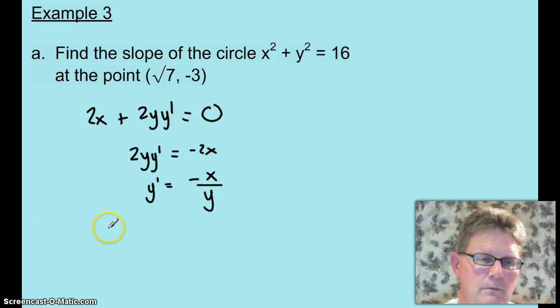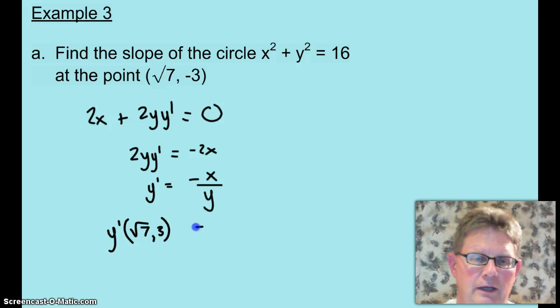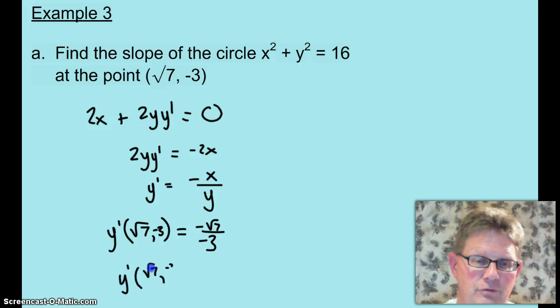So, what is the slope? Y prime of, this time we're going to use a point, is going to be negative root 7 over 3. That will be the slope that goes through. Wow. Root 7 over negative 3, that's a negative. Sorry about that. So that ends up making it y prime of root 7, negative 3 root 7 over 3. We're just going to continue on.